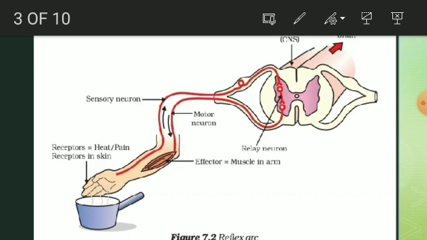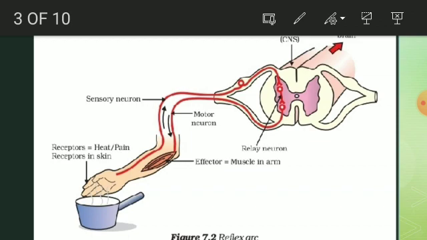Immediately the sensory neuron carries the stimulus or impulse to the spinal cord. It is not sent to the brain, because compared to the spinal cord, the brain is far and it takes understanding time. So here the spinal cord immediately recognizes, understands, analyzes it and sends the message back through the motor neuron to the muscle.